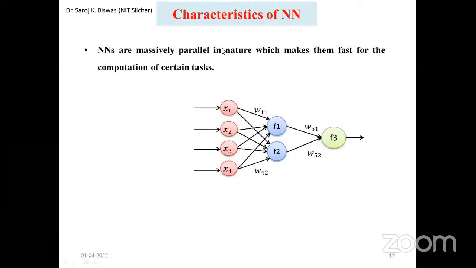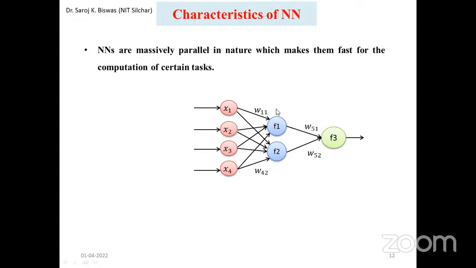And finally, neural networks are massively parallel in nature, which makes them fast for computation of certain tasks. What is the meaning of massively parallel here? See carefully that we can have this kind of architecture. These are the input neurons, right? And these are the hidden neurons. See, one hidden layer is there and two hidden neurons are there. Now, if you see carefully here, this is a hidden neuron. So the connection comes here. Then we can compute some of the output, right?